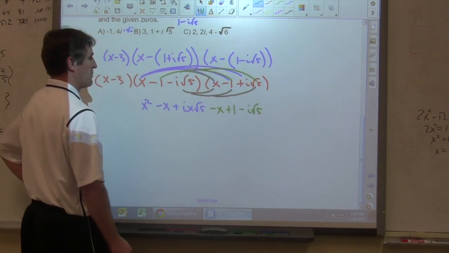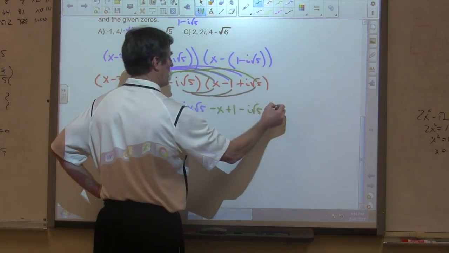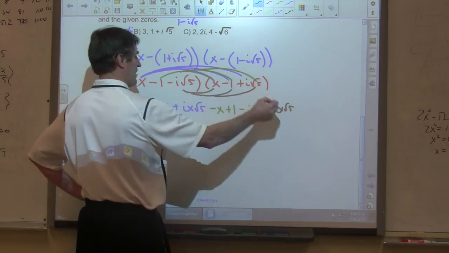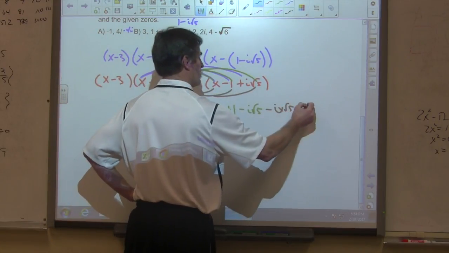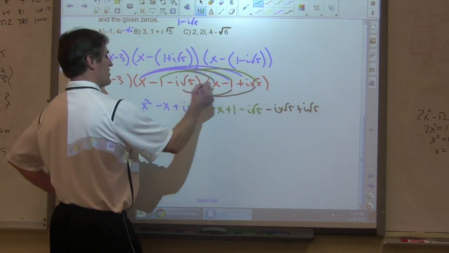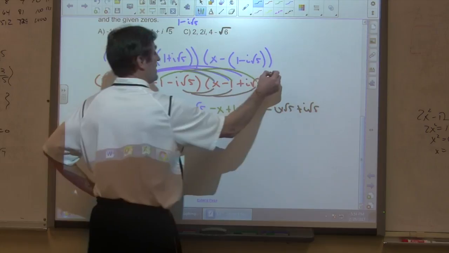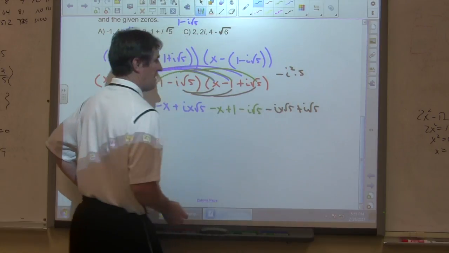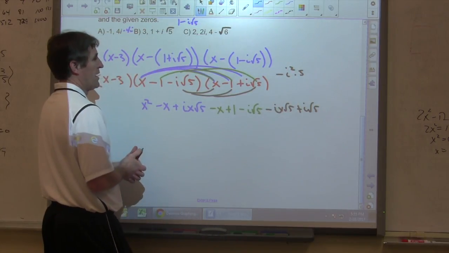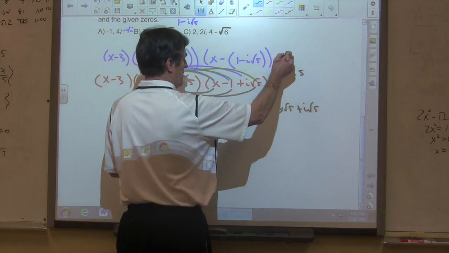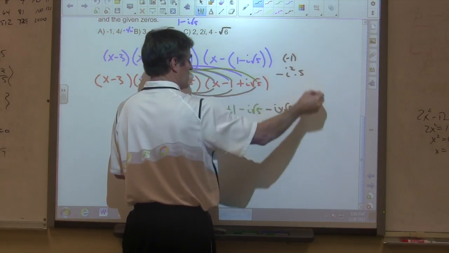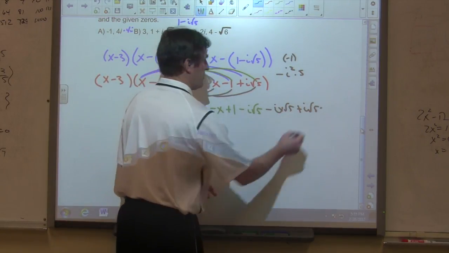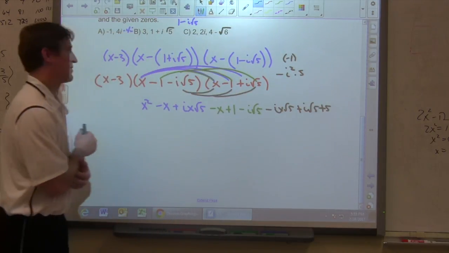Lastly, take negative i square root of 5 times all of that. So that would give me negative ix square root of 5. Negative i square root of 5 times negative 1 would be a positive i square root of 5. And then negative i square root of 5 times this. So again, we have negative i squared. And then you have the square root of 5 times the square root of 5, which is simply 5. Remember, it would be the square root of 25, which is 5. And then i squared is a negative 1. So we get the opposite of negative 1 is 1 times 5 is 5. So there's a lot of places to make mistakes here. Make sure you're careful. But you should have gotten plus 5.